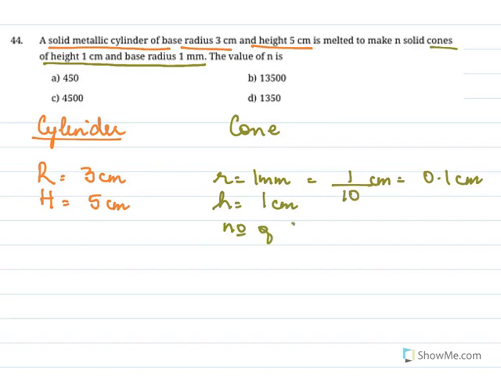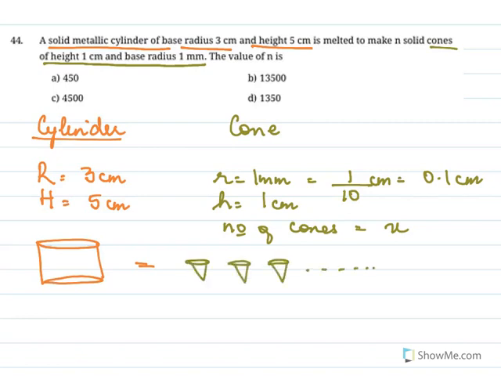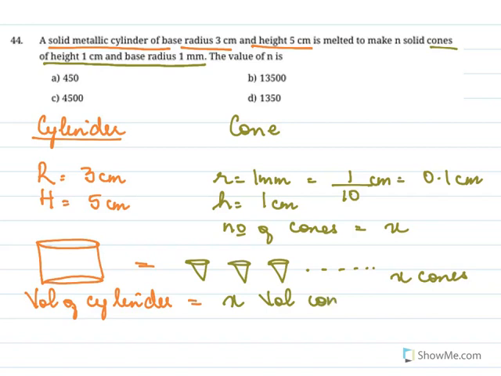Let the number of cones be x. There are a number of cones. So this entire cylinder is melted to form many cones. We do not know how many cones, say x cones, which means now volume of cylinder will be equal to x volumes of cones, not just one, but x volume of cones. So we go ahead and solve it now.